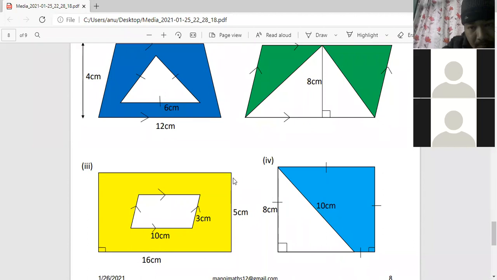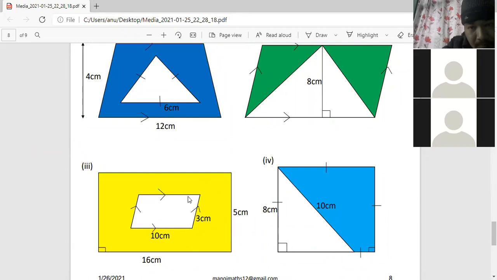L into B is the area of the rectangle, and that is A1. Then the area of the parallelogram, what will it be? Base into height. I am repeating again: this 3 centimeter is the height, okay? This 3 centimeter is not this side.